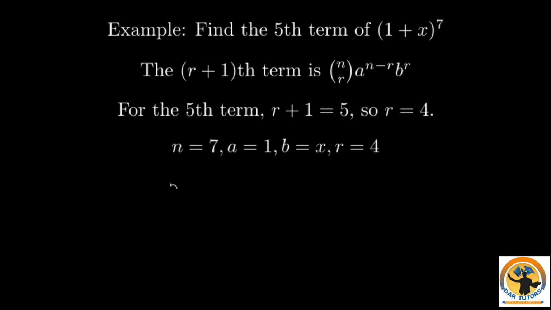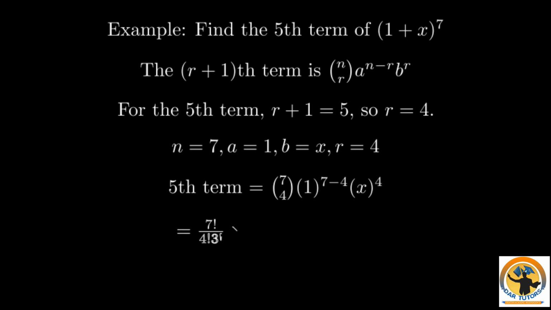In our case, n is 7, a is 1, b is x, and r is 4. Plugging these values into the formula, we get 7 choose 4 times 1 to the power of 3 times x to the power of 4. Now we calculate the combination and simplify. 7 choose 4 is 35. 1 cubed is 1, so the fifth term is 35x to the power of 4.